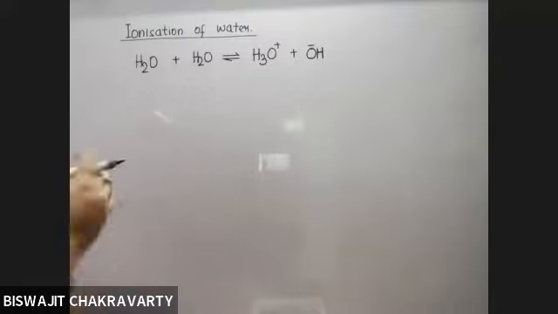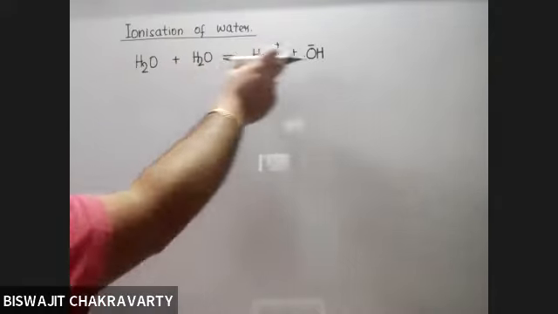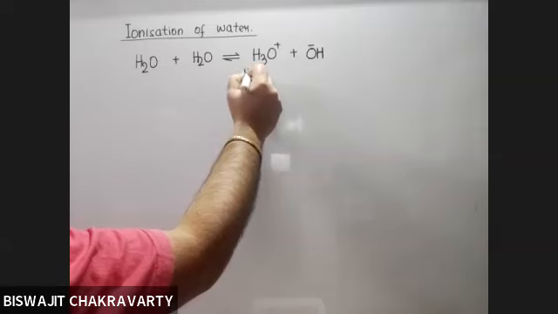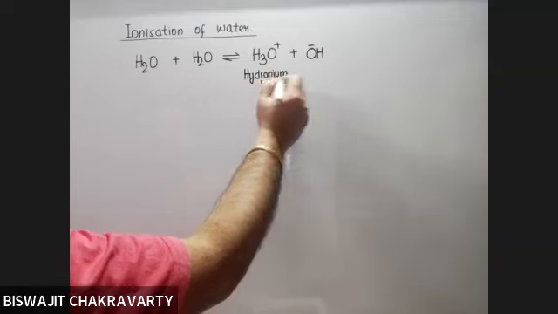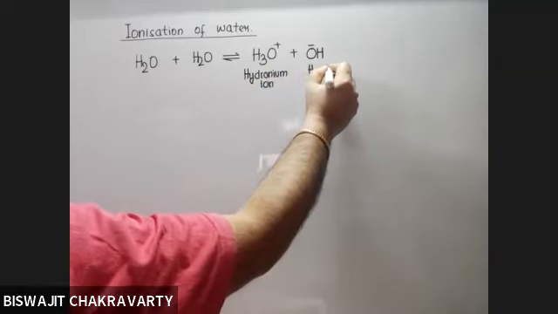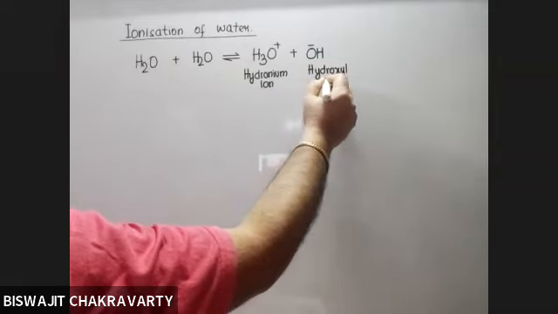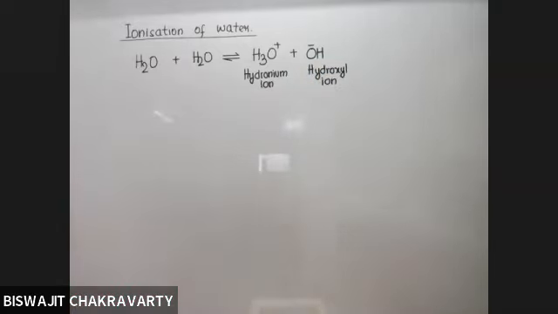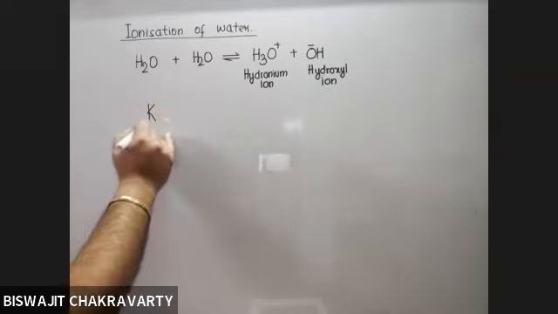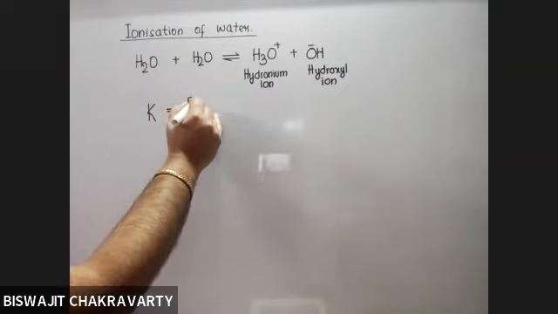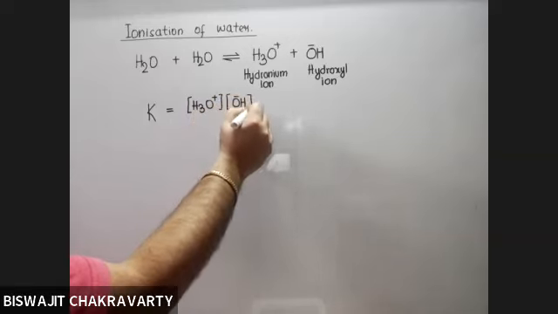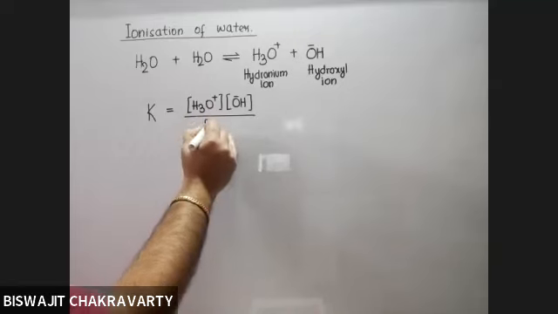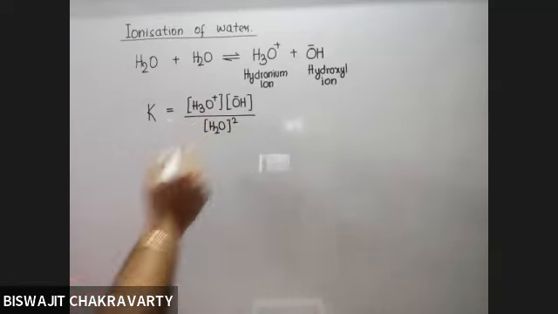So when equilibrium is established between all of them, this is called hydronium ion. Hydronium ion. This is called hydroxyl ion. Okay, OH minus is called hydroxyl, H3O plus is called hydronium ion. So when equilibrium is established, there will be an equilibrium constant.